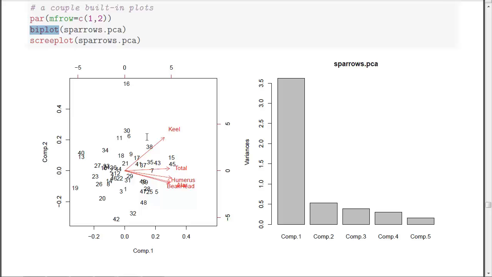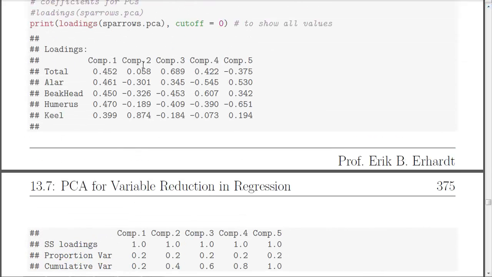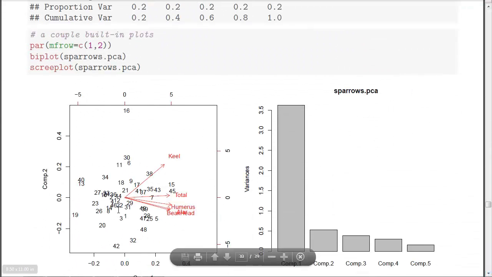Component 2 has Keel and total as positive, and the other 3 as negative. So let's go up and see that relationship. Total and Keel are positive, and total is almost 0, and then the rest of them are negative. That is the relationship that we see for component 2. There's 0 at the origin, and both of these arrows point up a bit, and then these other 3 arrows point down. That, I think, for some of us may not be a very useful way to see the data.